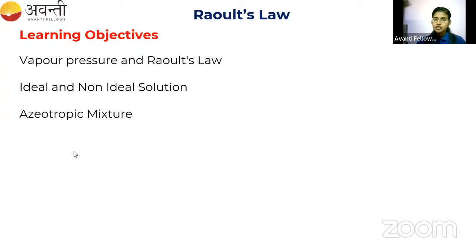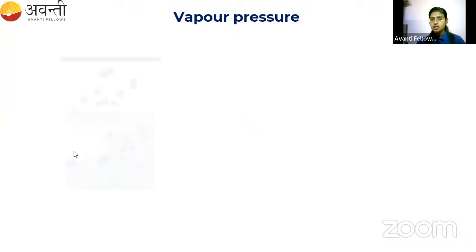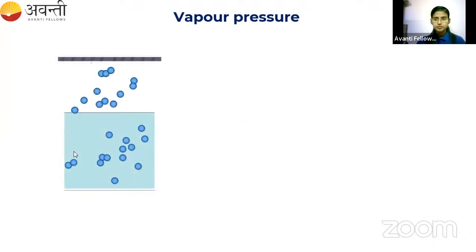Now let's start from the first: vapor pressure and Raoult's law. I have got a system for you in which some solvent is present and some particles are present inside the solvent and some are present outside the solvent also. Actually, what is happening here? The particles which are present inside the solvent are coming out from the solvent. So what is the name of this process? If the particle goes out of the container as a vapor, what is it called? Very good. It is called vaporization or evaporation.